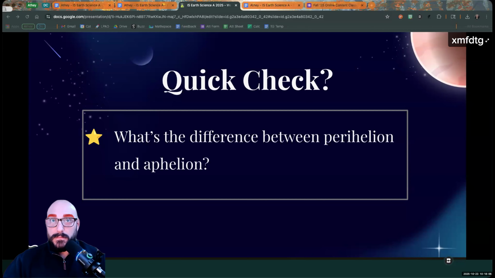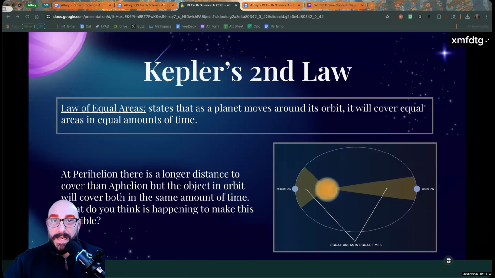Okay. So our second law, Kepler's second law. This one gets really complicated very quickly, especially mathematically. But ultimately, his law states that a planet, as it moves around its orbit, will carve out a pseudo triangular area here of equal area in equal times.